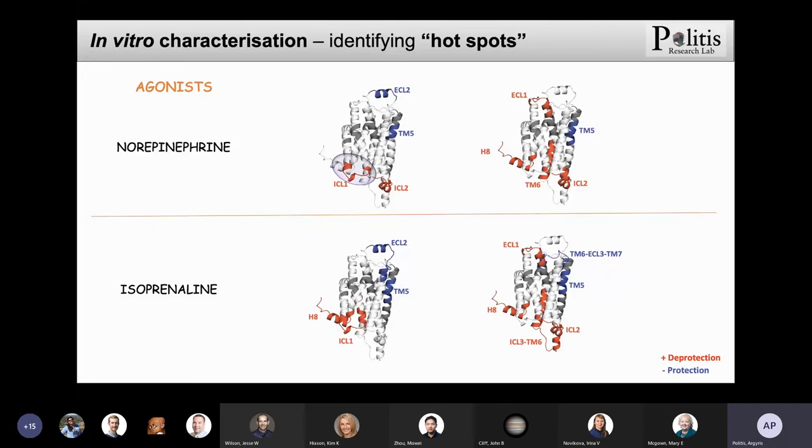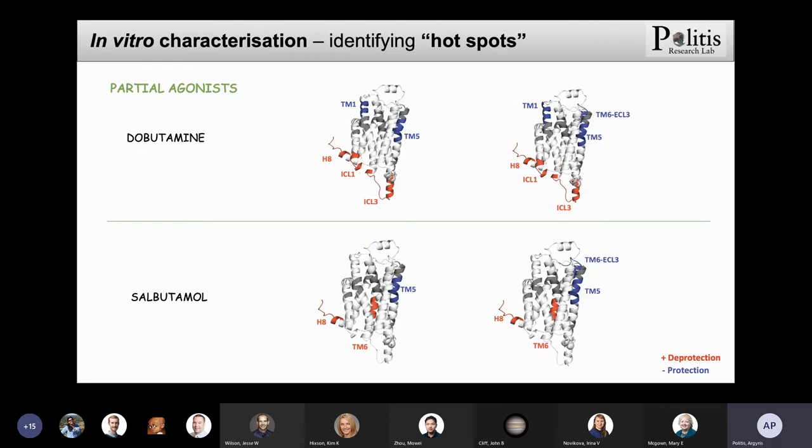We have been quite interested in this ICL1 loop, which is related to the binding of the receptor to the G protein. It is activated in order to prepare the receptor for G protein coupling. That's happening mostly with partial agonists, but also with agonists. Here we can see again, with the partial agonists, we have ICL1 but also other ICL3 loops.